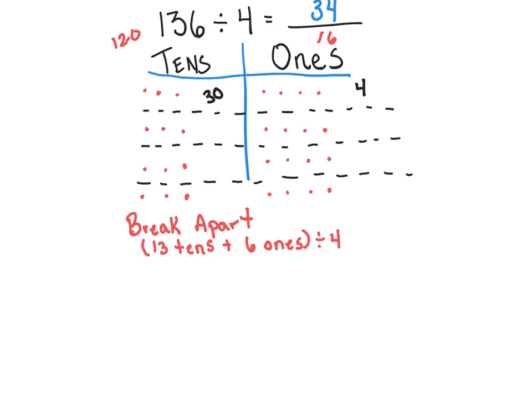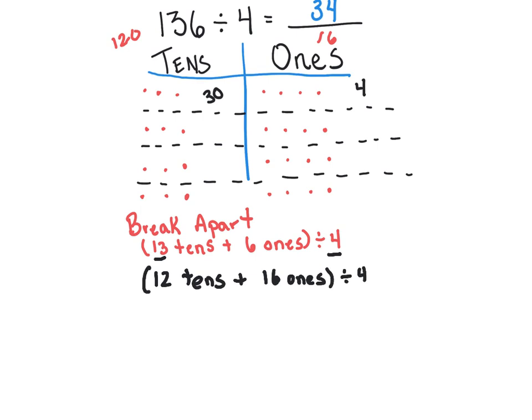Now if we continue with this and we use the break apart method, we can see that it could be done very similarly without using the place value discs. So we have 13 tens, but we know that 4 can't go into 13 evenly. But we do know that it can go into 12 tens, just like we did in the place value chart. But when we have that extra 10, we have to give it to the ones. So now it becomes 16 ones. And now we're dividing this by 4.